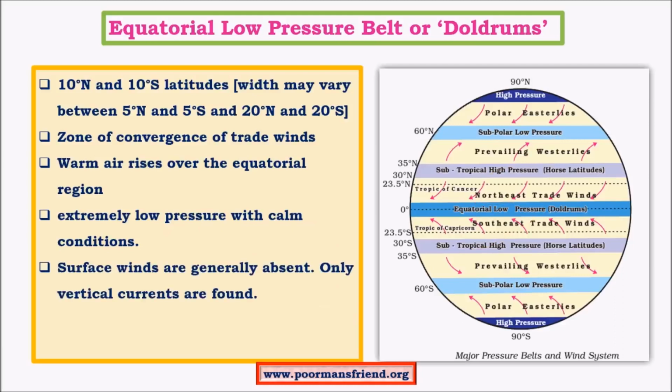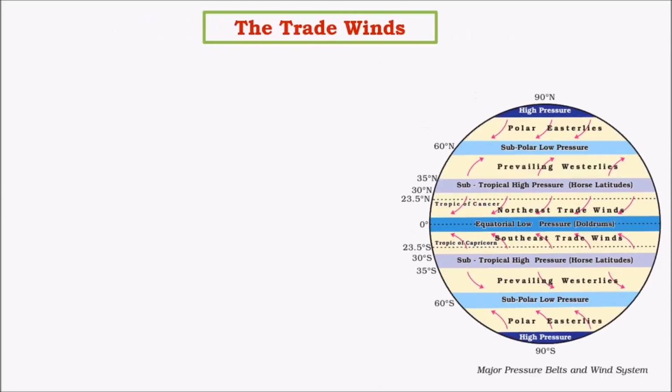So the equatorial low is an extremely low pressure region with calm conditions. Calm condition simply means that there is no horizontal movement of air, but it doesn't mean that there are no rains. There is an abundant amount of rains in this region. Surface winds are generally absent, and it is called the doldrums because of extremely calm air.